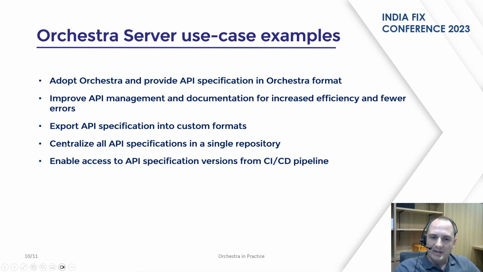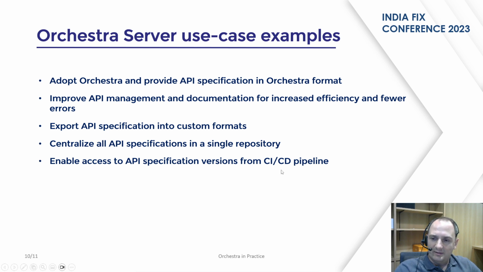Another use case is that companies, especially which work with many different API specifications, either ones that they create or ones that they connect to, it's often very hard to find the specification for the API or which APIs there are, what versions are in use, and so on. Usually this information is spread in all different places around the firms. Now in Orchestra server, you can centralize all this into a single source of truth for your API specifications.